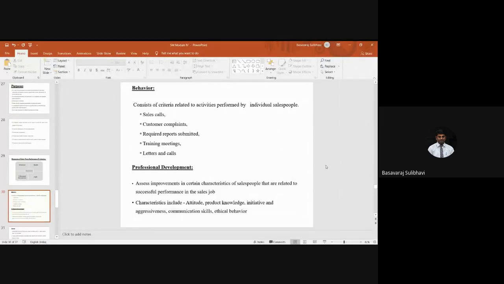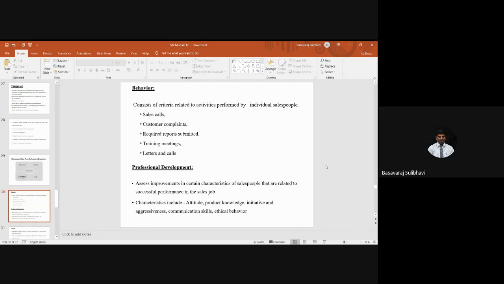Then training meetings, where whenever the training happens, those people have to come voluntarily, or when the call is given to the salespeople to attend the meetings. They have to come and undergo training to increase their skill sets, which will add to their knowledge also. Then letters and calls, actually the office work those people can do with respect to their performance.